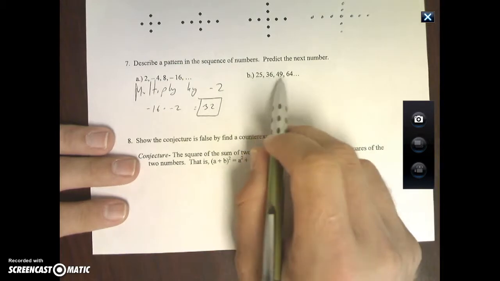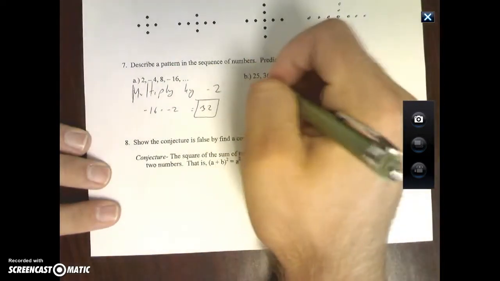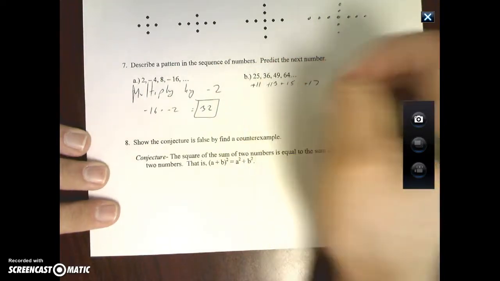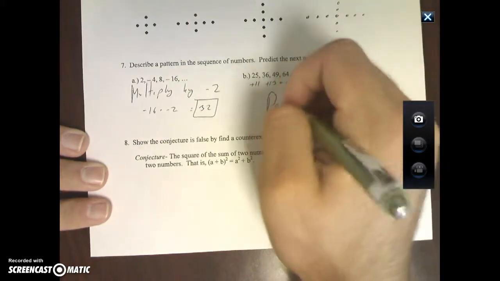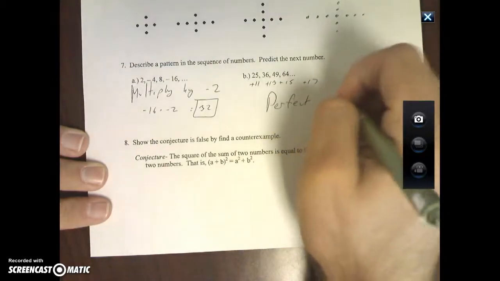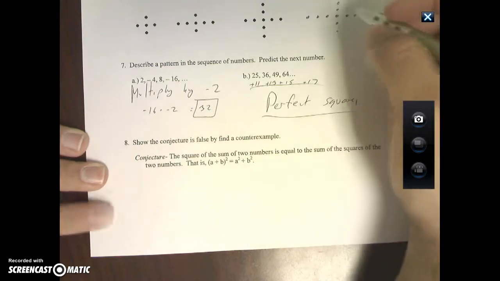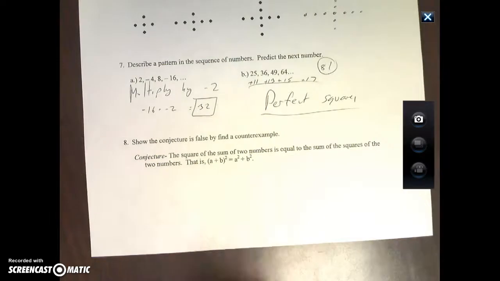25, 36, 49, 64. If you would like, you could do this: plus 11, plus 13, plus 15. So the next one should be plus 17. Okay? However, some of you have been saying this in class, which I'm very impressed by. These are your perfect squares. So you could just say that as well. I'm fine with either. Alright, it's still recognizing a pattern. So the next one should be 81, 9 times 9. Okay? Good, good, good.